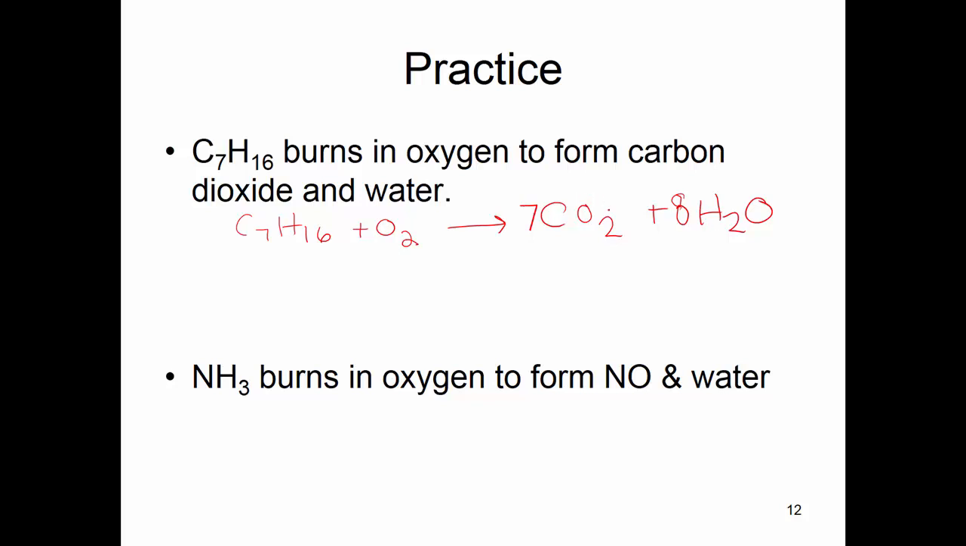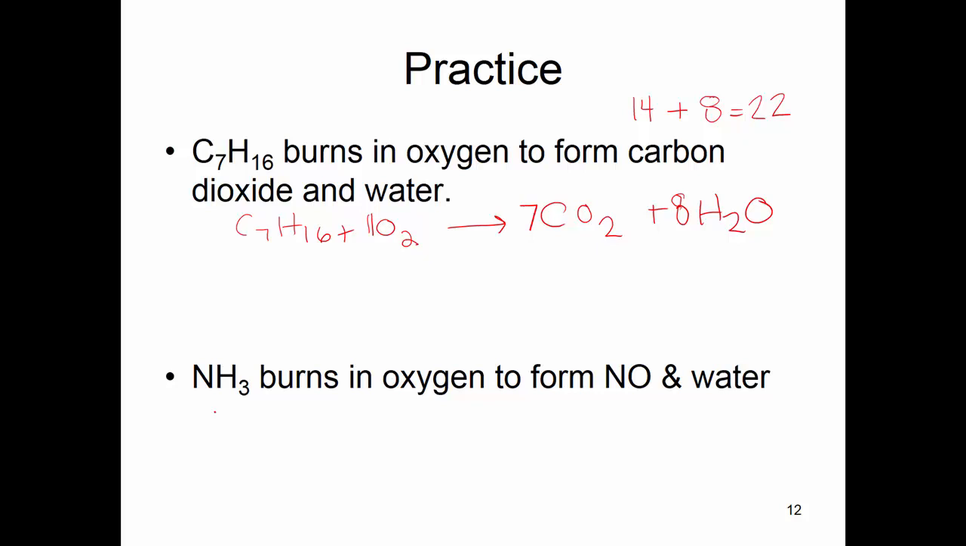Then I need to add up my oxygen. So I have 7 times 2, I have 14, plus 8. So that gives me 22. Okay, so I have 22 oxygens. So 11 times 2 is 22. All right, so we need an 11 as a coefficient there. So our balanced equation would look like this.